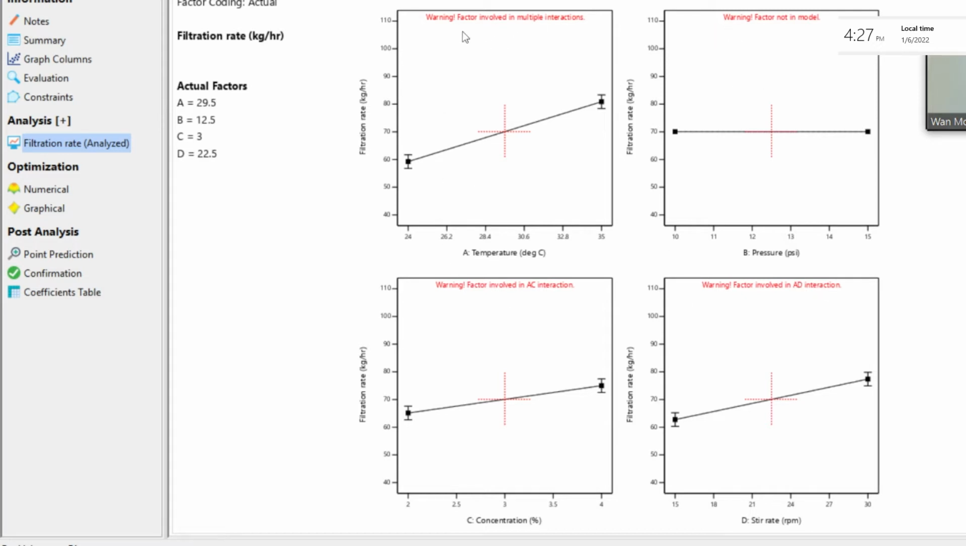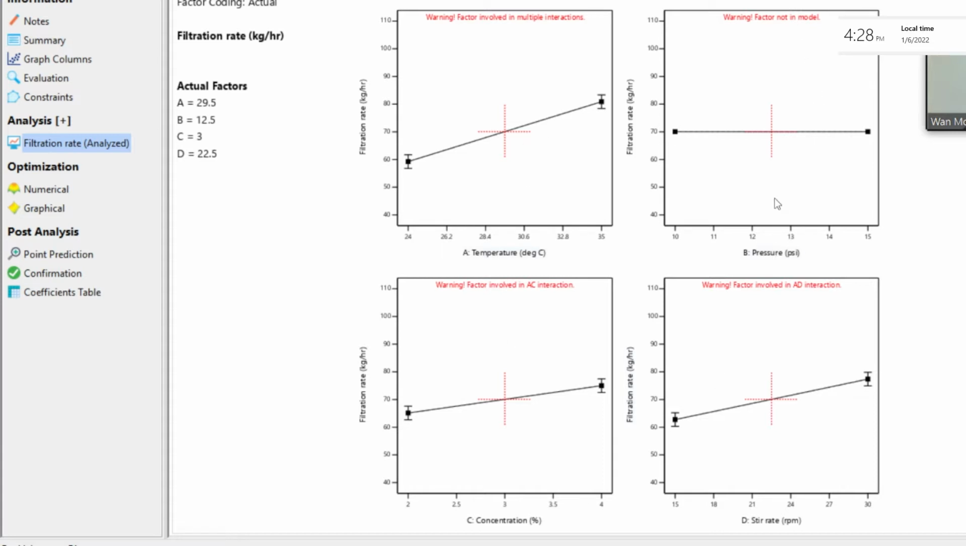All have a warning. Let's go to pressure first. Pressure, we know from this graph there is no effect. But also, if you look at the warning, it says factor not in the model. Meaning that even though we created a model, for example, this all factors here shows all the factors that we chose at the beginning: the pressure, the temperature, the concentration, and the stir rate.